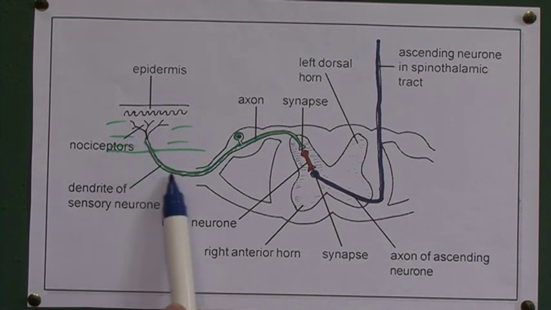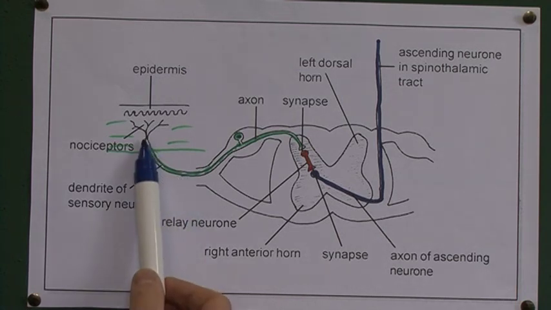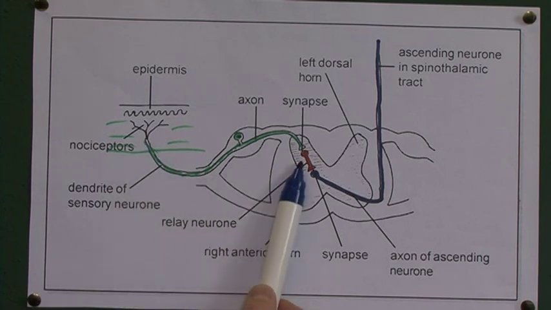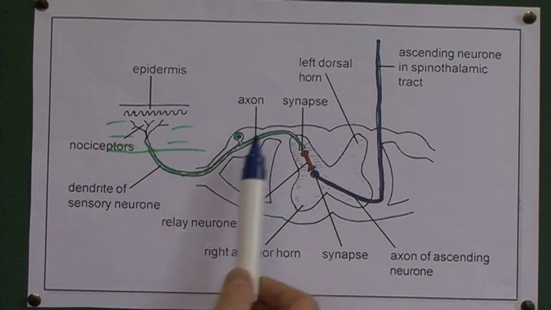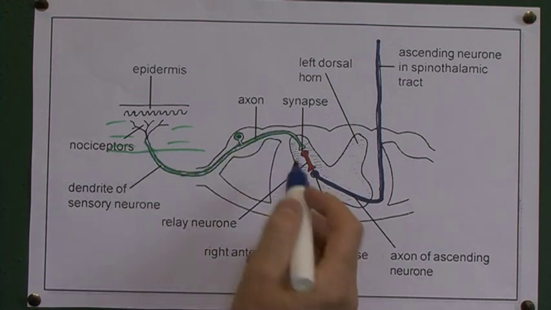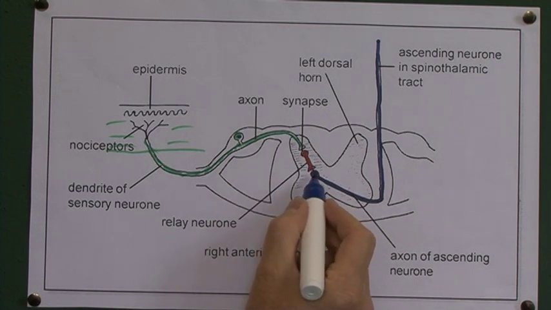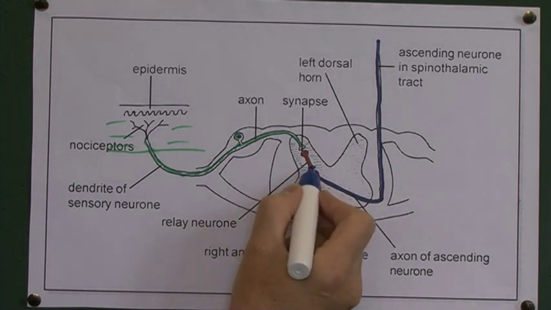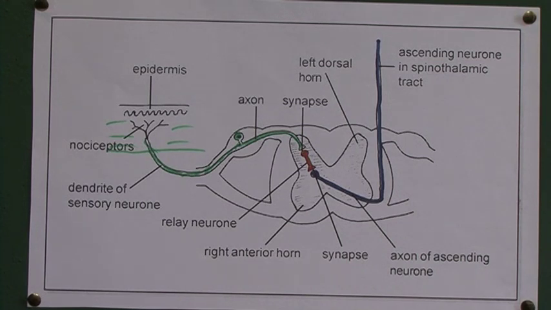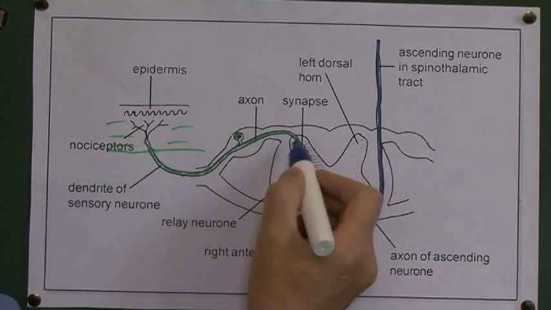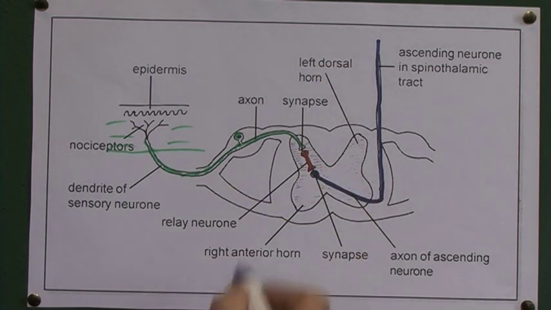Now, is this a C fibre or is this an A delta fibre? Well, we said that the A delta fibres do not have relay neurons. If this was an A delta fibre carrying fast, sharp pain, then it would synapse directly with the secondary neuron. But because there's a relay neuron, we can infer from this that this is a C fibre carrying slower, achy type, duller pains up to the brain.